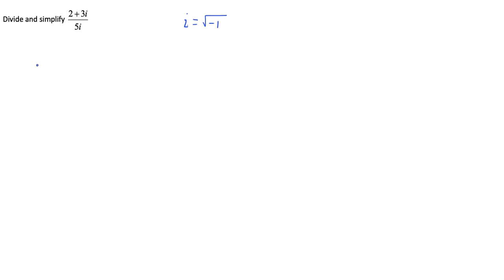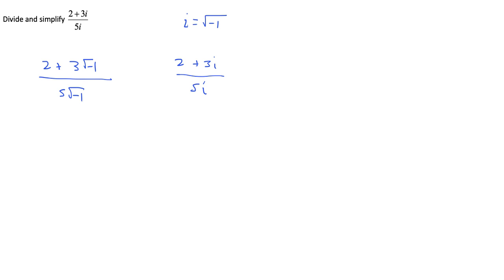Now we don't need to rewrite it, but I guess we can do that: square root of -1 over 5 times the square root of -1. Okay, we never do this, but the idea is that we cannot leave radicals in the denominator. So we have to somehow cancel out the radical in the denominator. That is called rationalization.